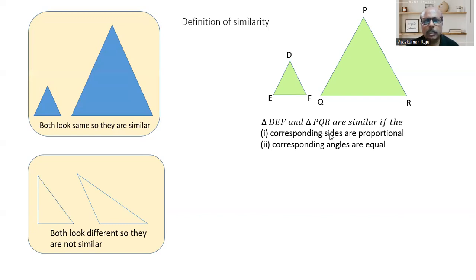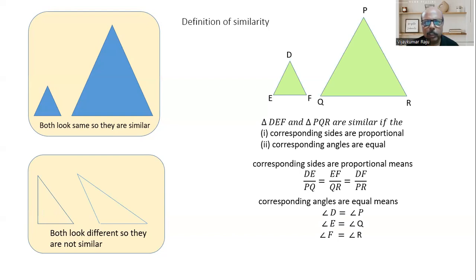Now, what does corresponding sides of a triangle mean? Corresponding sides are proportional means this side divided by this side must be equal to this base length divided by this base length, which must also be equal to the third side upon this side. That means all three ratios must be equal. Then we say they are proportional. Base with base, left side with left side and right side with right side, the ratios are equal.